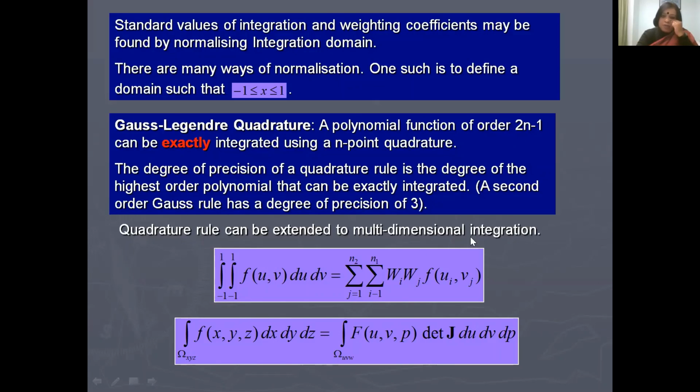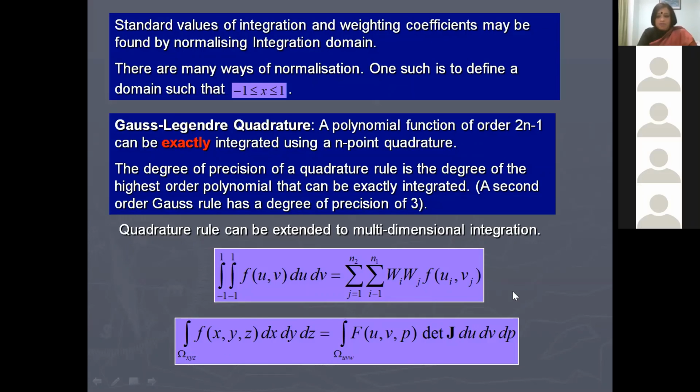When you go to multidimensional integration, you can simply have multiple summations. So I'll stop here today, and you can perform a few Gaussian integrations to practice and check whether you get the exact solution or not. I'm not going to set this as an assignment, but please do it so that you get a better sense of how to use the Gauss quadrature table.